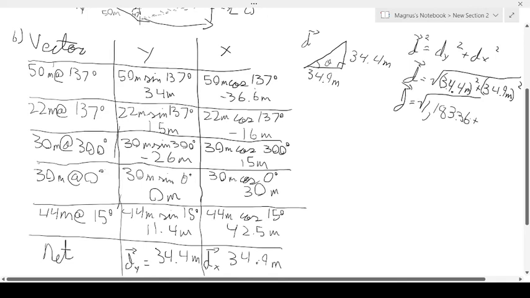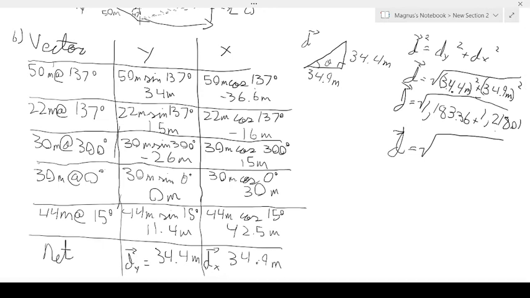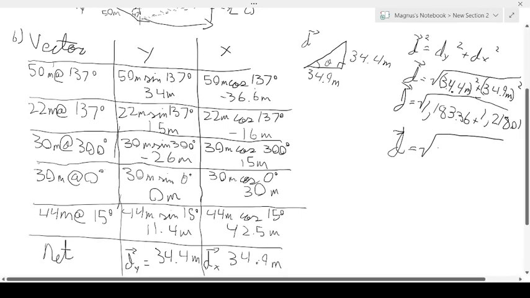34.4 squared is 1,183.36, plus 34.9 squared, which is almost the same number, 1,218.01. Displacement is equal to the square root of this number plus 1,183.36. Displacement is equal to the square root of 2,401.37 meters squared.